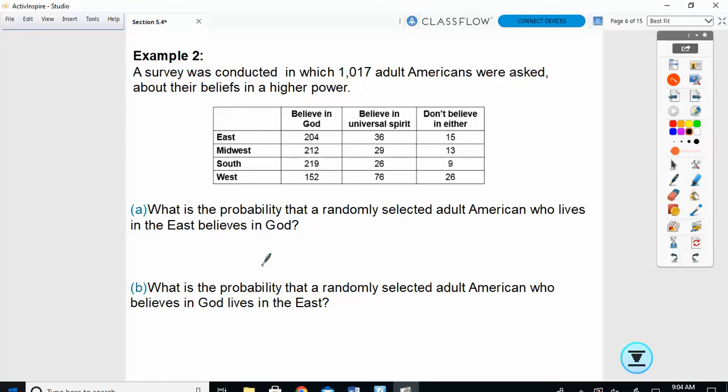Part A. I want the probability that a randomly selected adult American who lives in the East believes in God. So I am asking for the probability that they believe, but what do I already know? What's the condition that I know? They are in the East.